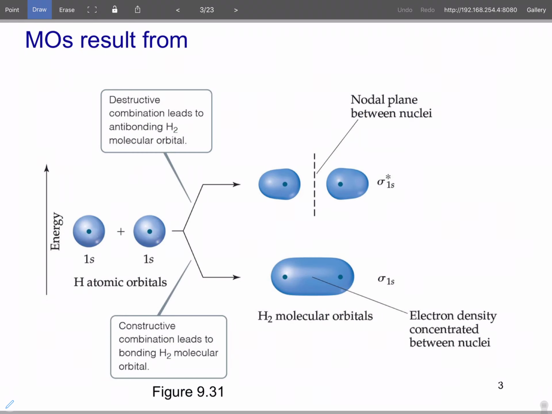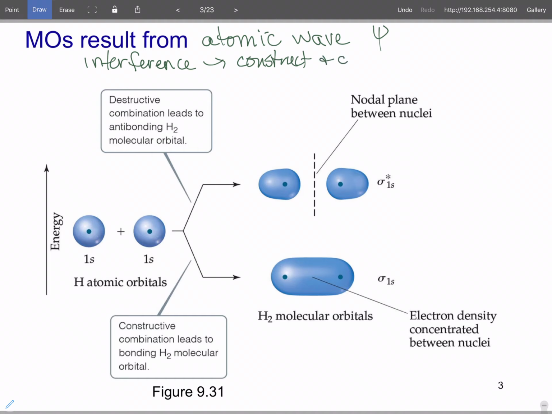So when we look at molecular orbitals, they result from the atomic wave function, which, remember, Schrodinger combined the wave and particle nature, and so he took the wave function, the psi, and in this case, it's treated as a wave, and you're going to have interference. And when you have interference, then you're going to have constructive and destructive interference.